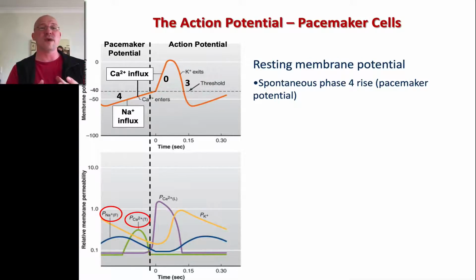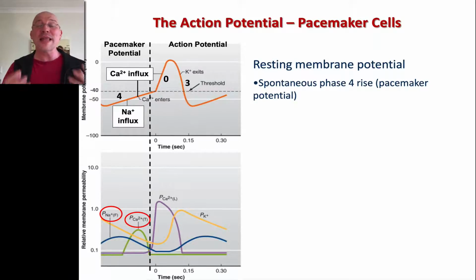And by the time it hits around minus 50 millivolts, another ion channel is triggered, and that's the calcium channel, the quick or transitory calcium channel. So there's a quick opening of these small calcium channels, which allows calcium to rush into the cell, which makes the inside of the cell even more positive. And then when we hit around minus 40 millivolts, you can see there's a sudden spike there, and that's our phase zero.